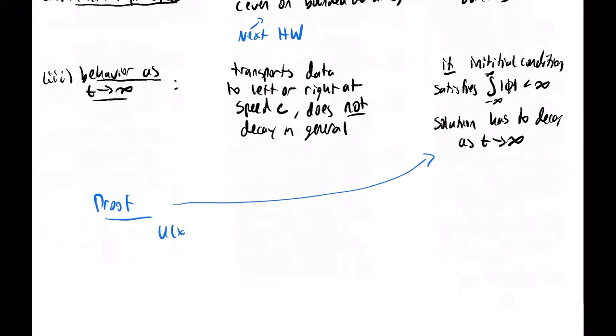Well, my solution u of x, t is given by this term involving t, the integral from minus infinity to infinity of this Gaussian, and then phi of y.